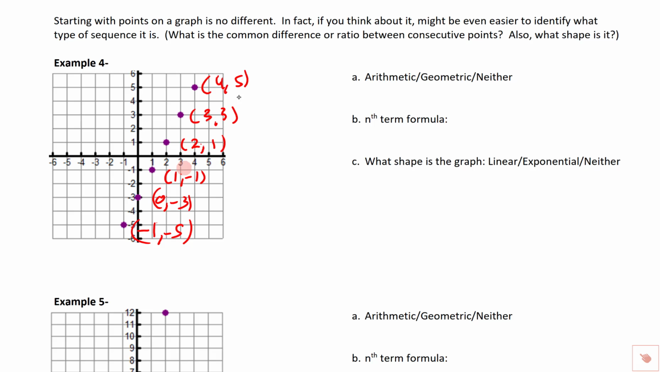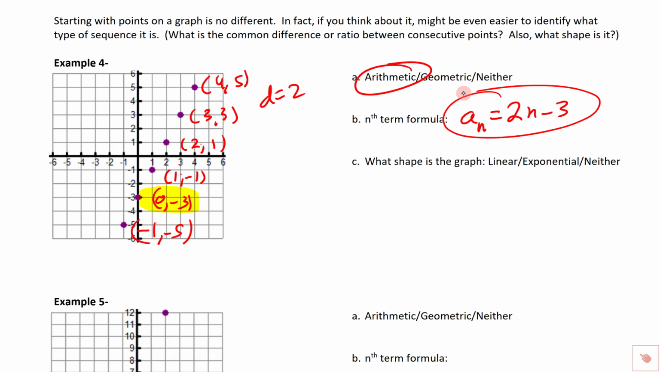You'll notice that the numbers are getting bigger as we go along, and you can tell they're getting bigger by 2 every single time. So the difference on this one is 2. This is going to be arithmetic. And the nth term formula, remember, we're going to write down a sub n. It's going to be the difference times n, and then we need to add a naught. Well, a naught is really easy to find here because it's just the one with the 0 for the x. So it's going to be this one right here, plus a -3. So there's our nth term formula.